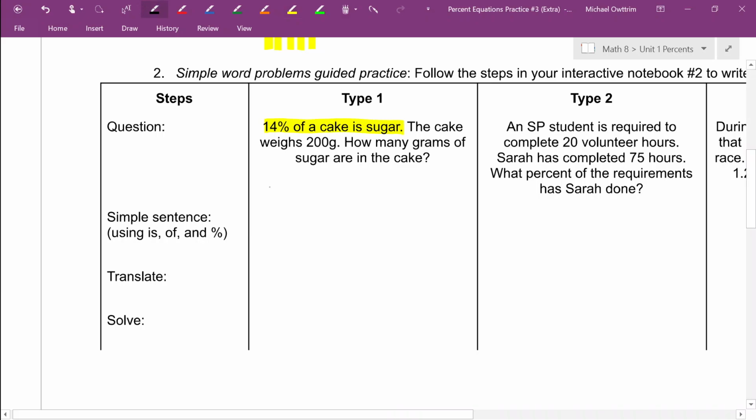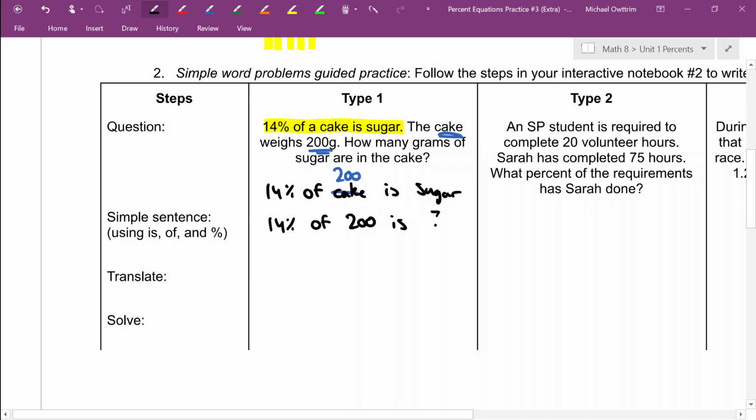14% of a cake is sugar. Next thing I want to do is look for information I can fill in. So they tell me that my cake itself is the number 200. So I can replace that cake with the idea of 200, and now I have an equation that I can solve. I want 14% of 200, and they're asking me how many grams is sugar.